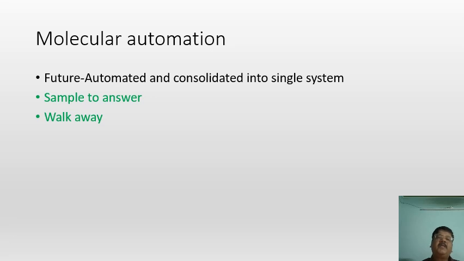Then molecular automation. So this is all what we completed till now. These are the automated blood culture and automated AST. Now come to molecular automation, fully automated and consolidated into a single system. The sample to answer: upload the sample and we'll get the result. Walk away. Just load the instrument, go for some other activity, and afterwards you come back, revisit the equipment. It will show the answer, what is the organism isolated. So that is molecular automation.